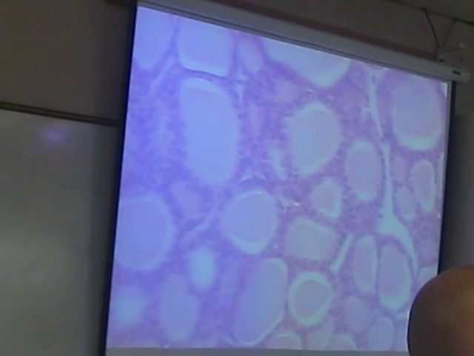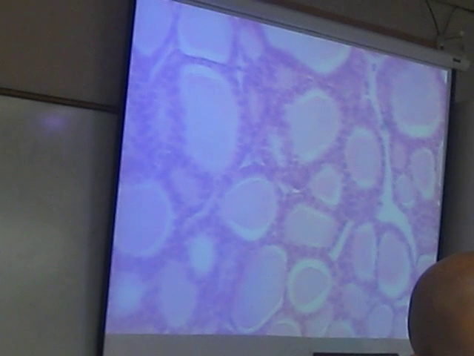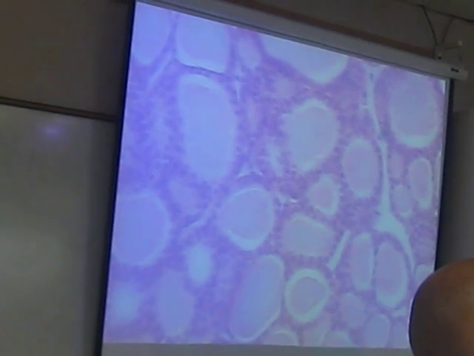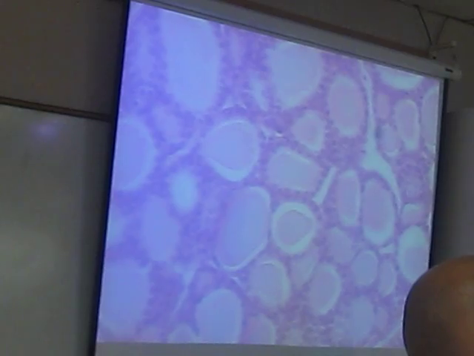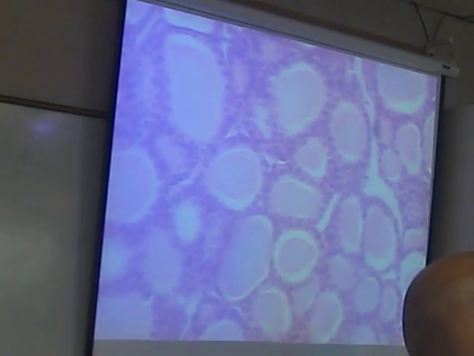So you said the follicular cells produce thyroid hormone? Yep. Thyroglobulin. Thyroglobulin. Yep. Now on this same slide, as you go down a little bit lower, you're going to see a structure like this.